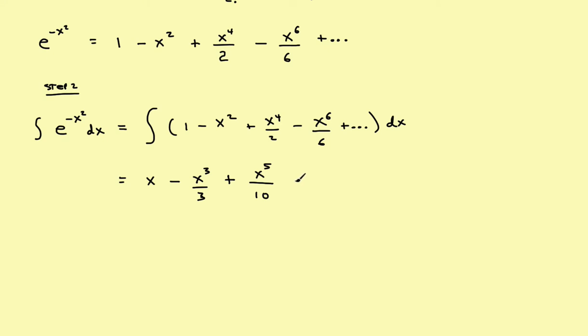And we'll do one more. This will be minus x to the 7th divided by, then it'll be 7 times 6, which would be 42, and it goes on forever. So this is the indefinite integral of this thing right here. Now, what we want, though, is the definite integral, and we want to evaluate it.